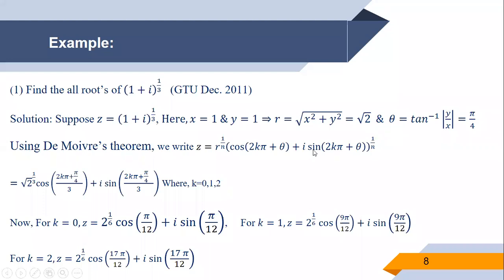And then we convert into this form, and we consider the value of k is 0, then we get the first root, k is 1, then we get the second root, k is 2, then we get the third root, and so on.